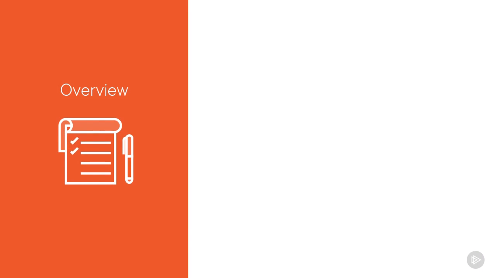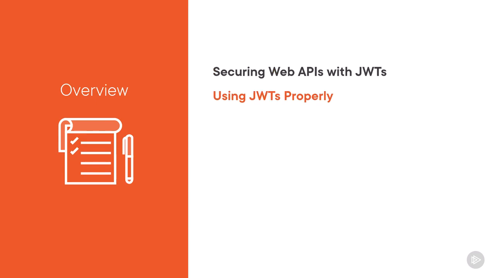In this module, we are going to review security best practices for web APIs, starting with the most common approach of JSON Web Tokens, or JWTs, with ASP.NET Core. Then, we'll spend a little bit of time describing how to use these tokens properly, and then look at some alternatives to using tokens for securing APIs.